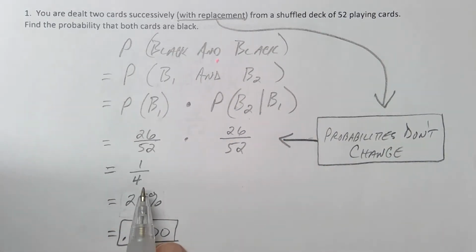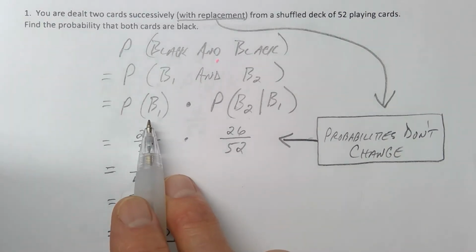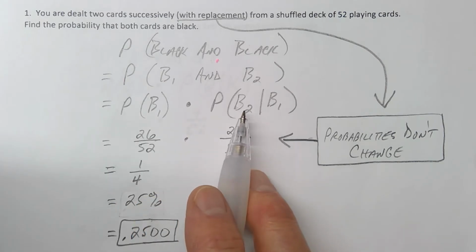Multiply these out. You can talk fraction, you can talk percent. In stats, we usually answer as a decimal. So there's about a 25% chance that you can draw a black card, put it back, and then draw another black card.